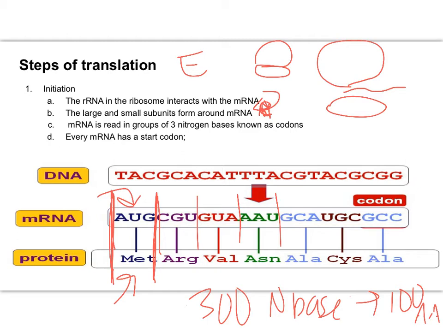All of your messenger RNA is going to have a start codon, and that start codon is always going to be AUG, and that will code for methionine. So every messenger RNA is going to have that start codon. When the ribosomal RNA interacts or binds with that start codon on the messenger RNA, that is initiation. That's officially when initiation is going to happen. So the rRNA binds with the start codon on the mRNA. That makes the ribosome come together into a fully functioning unit, and that's the initiation process.